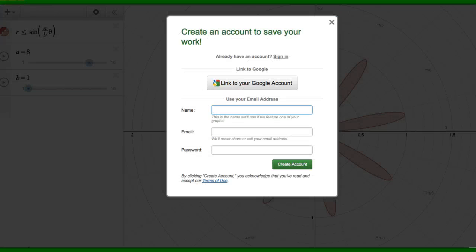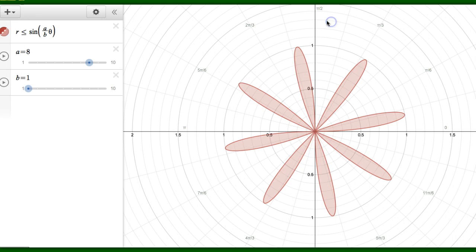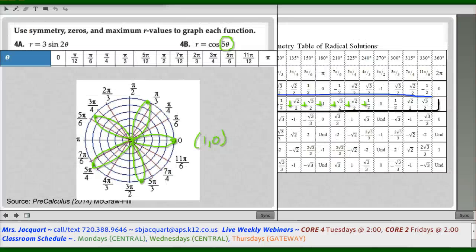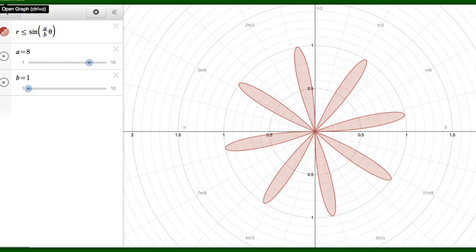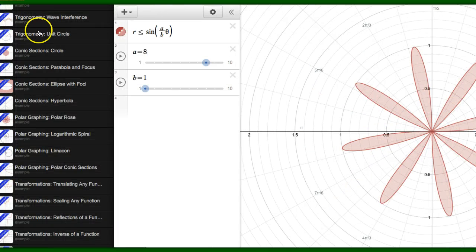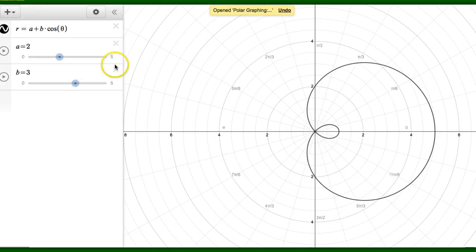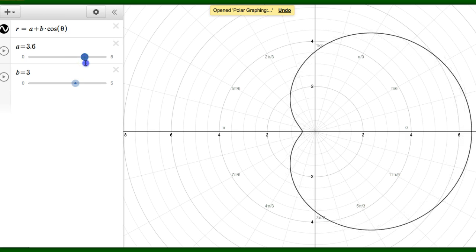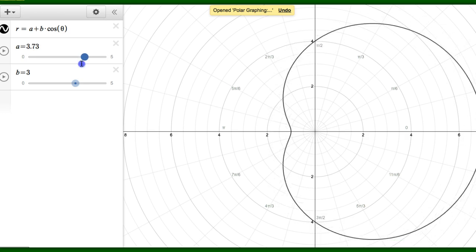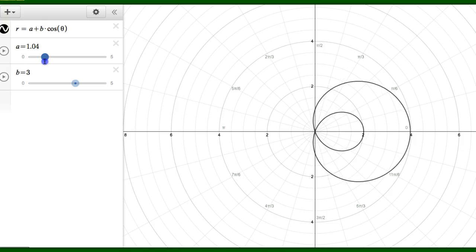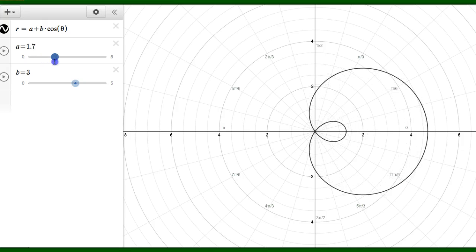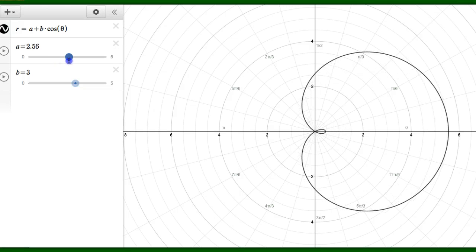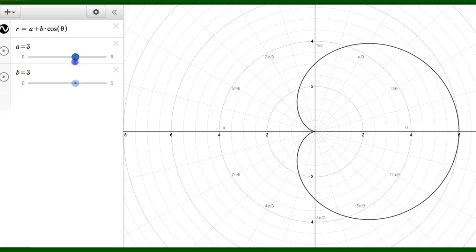Let's go to another one. Let's go away. It's not what I want to do. These ones are cool. See, look what happens as I make A bigger, make A smaller. That's called a limaçon. When I get rid of that bump, it's called a cardioid. Anyway, I think it's cool.